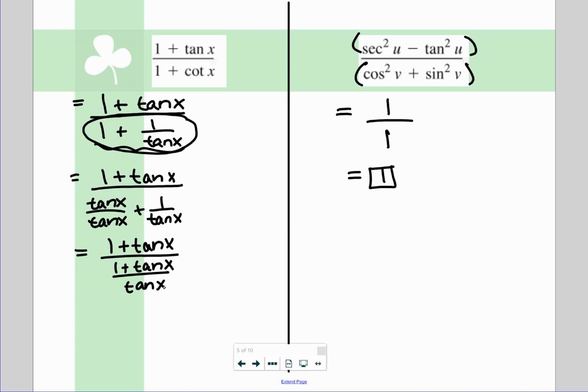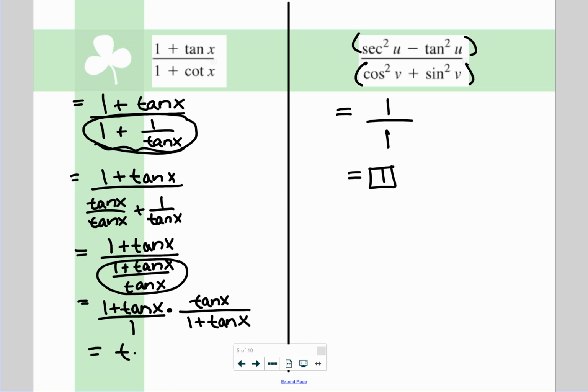Now instead of dividing, I can multiply by the reciprocal. So I have 1 plus tangent on top times, again, instead of dividing by my fraction, I'm going to multiply by the reciprocal. Tangent on top, 1 plus tangent on the bottom. What's going to happen? 1 plus tangent is on the top and the bottom. It is a factor of the numerator and denominator. So it cancels, and I'm left with tangent, and I'm done.